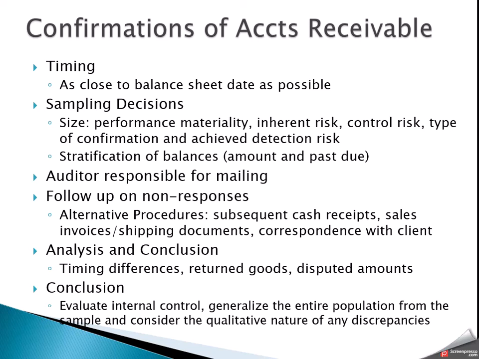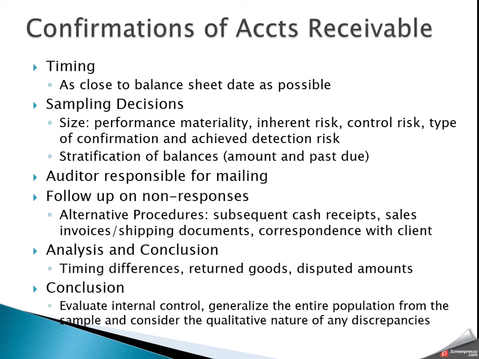They need to make the sampling decisions. So how big of a sample should we do? And a stratification of those balances so that we're picking the higher dollar amounts and also picking at all levels. So not only current but past due. So again, kind of covering the entire accounts receivable.